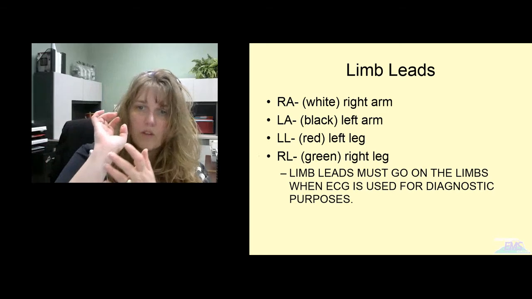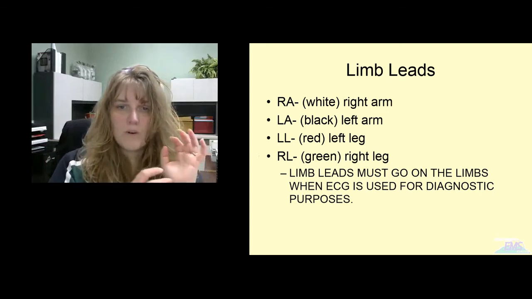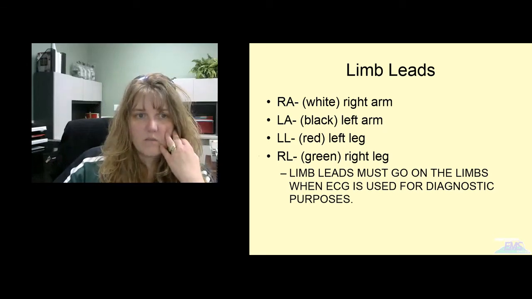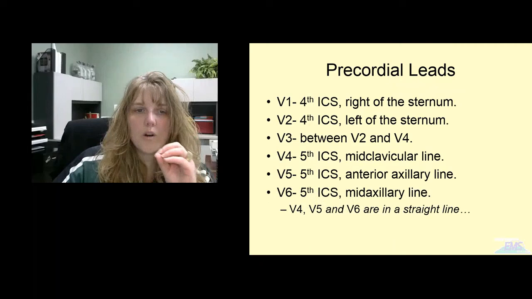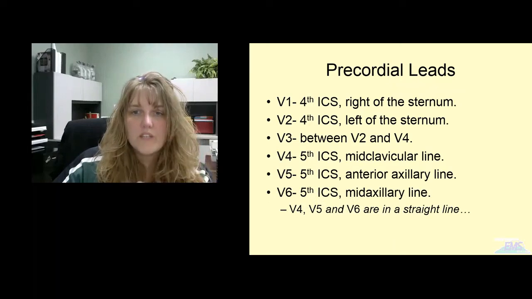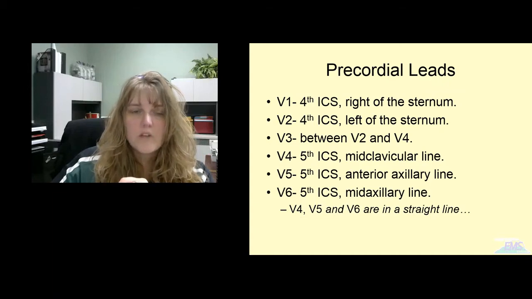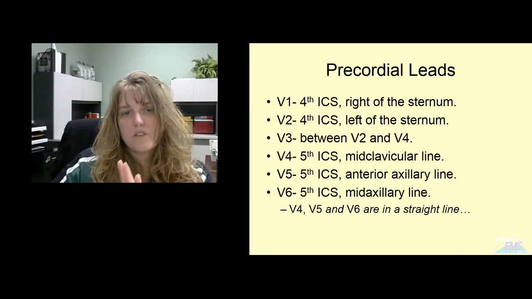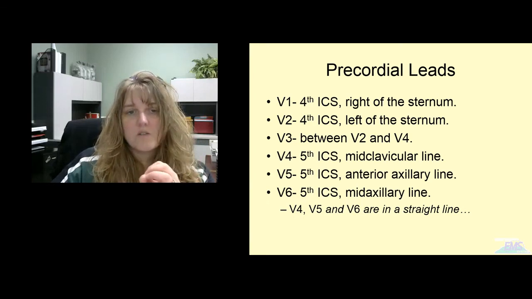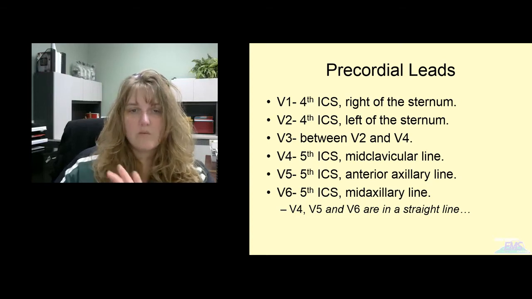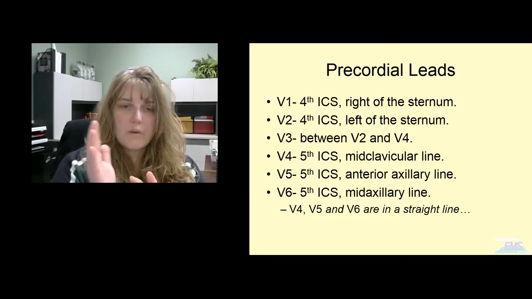So we definitely want to make sure that they're placed on the limbs appropriately so that we get those EKG interpretations accurately. And then the precordial leads involve V1 through V6, and the placement of those leads is very, very particular. So in V1, we're placing it in the fourth intercostal space, right of the sternum, whereas V2 is left of the sternum on the fourth intercostal space, and V3 actually goes between V2 and V4. So we always place V3 after we place V4.